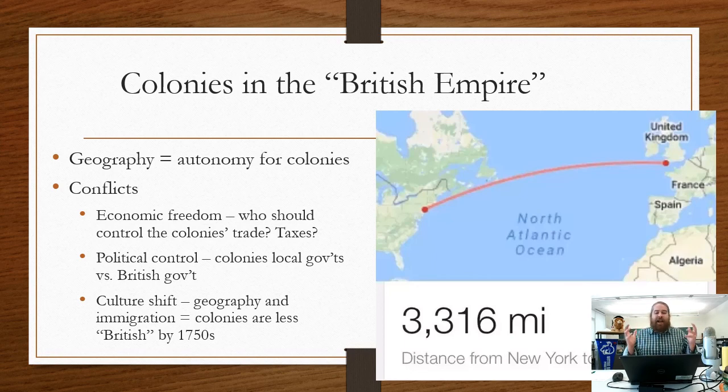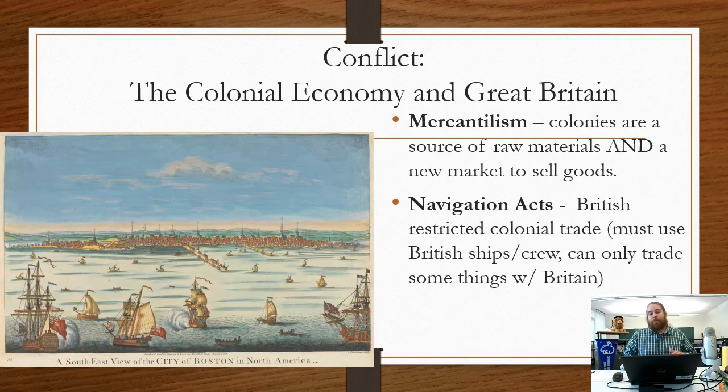Culture shifts, geography and immigration are going to have a huge piece of this. People from all over come into the Americas, and so these colonies by 1750, they're not really British anymore. A large contingent of the people living in the British colonies are actually no longer British. They're from other parts of Europe, they're from other parts of the world, and that's going to be a big change.